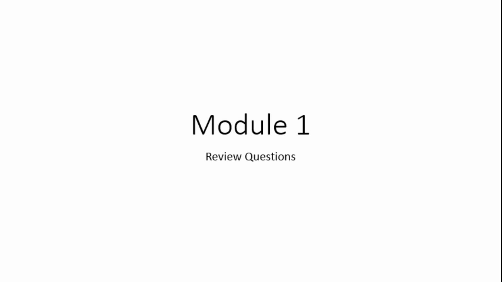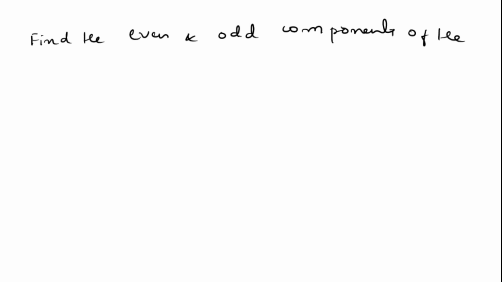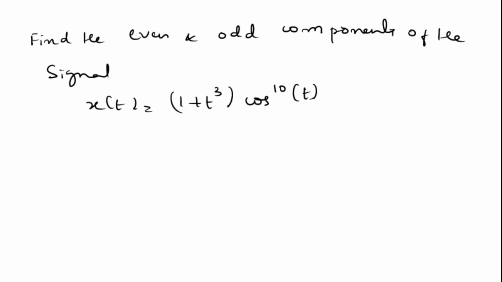Today we are going to solve some of the problems on previous year question papers. First problem, find the even and odd components of the signal x of t is equal to 1 plus t cube into cos to the power 10 into t.